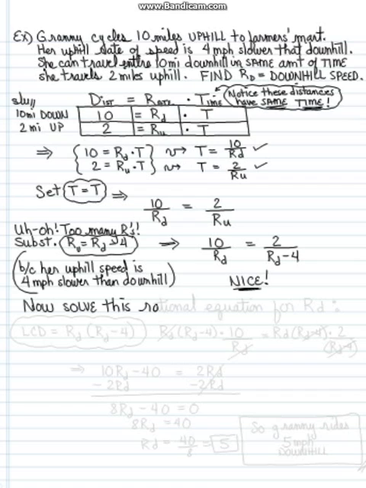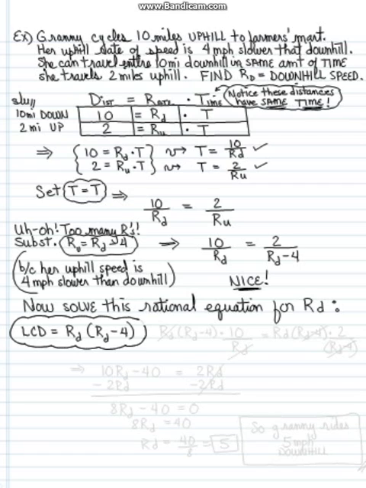It's a rational equation. First thing we do, multiply both sides by the LCD, which in this case is r sub d times parenthesis r sub d minus 4. Multiply every fraction by the LCD in order to cancel the denominators and get rid of the fractions. So we have r sub d times r sub d minus 4 times 10 over r sub d equals r sub d times r sub d minus 4 times 2 over r sub d minus 4. And we cancel appropriate common factors, and we get 10 times r sub d minus 40 equals 2 times r sub d.